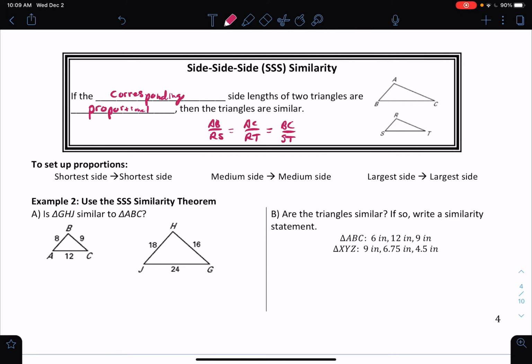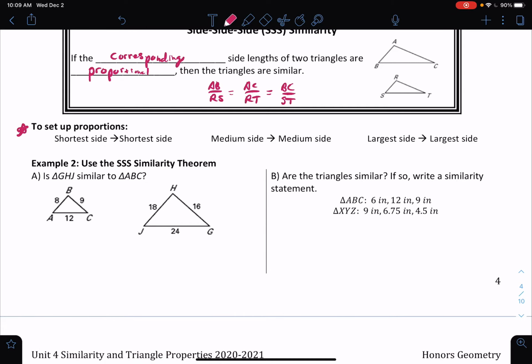Something that's going to help us set up these proportions, so that you make sure you're setting up the right ratios, is this: the shortest side of one triangle matches with the shortest side of the other. Medium to medium, large to large. So, is triangle GHJ similar to triangle ABC? Well, we need to make sure our ratios match up.